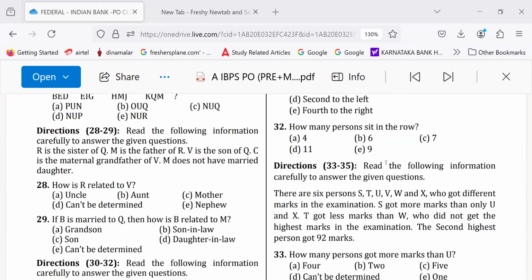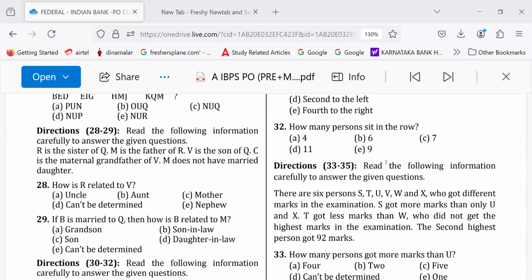Read the following information carefully to answer the given questions. R is the sister of Q, M is the father of R, V is the son of Q. C is the maternal grandfather of V. M doesn't have a married daughter. How is R related to V? If B is married to Q, then how is B related to M?